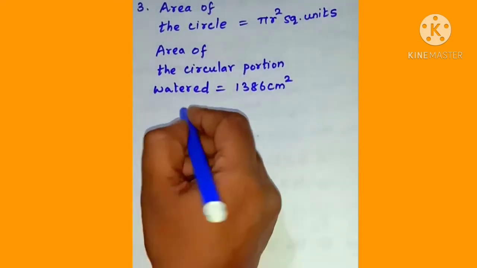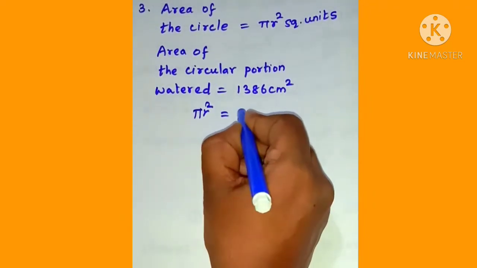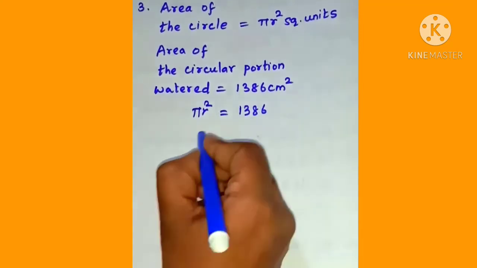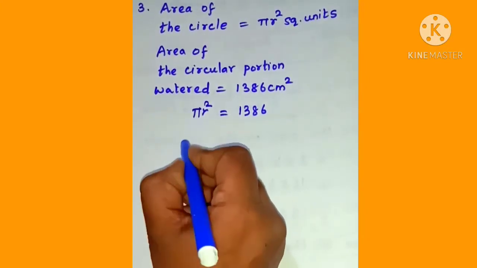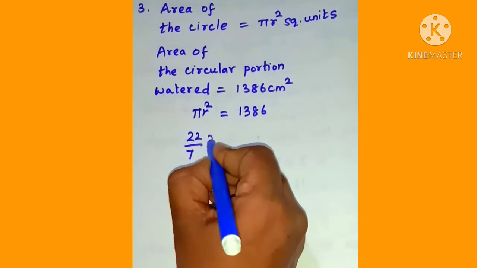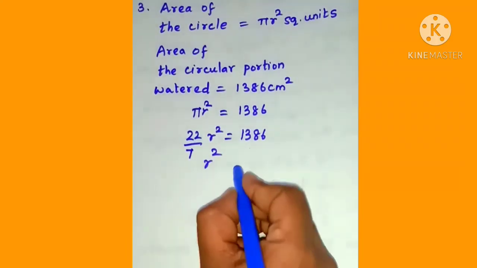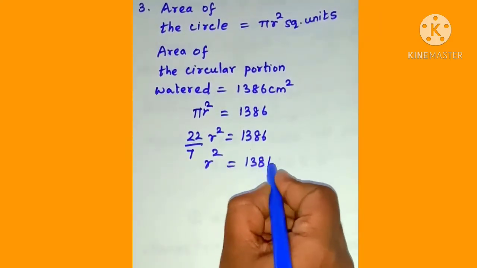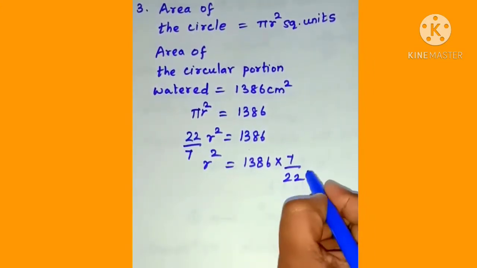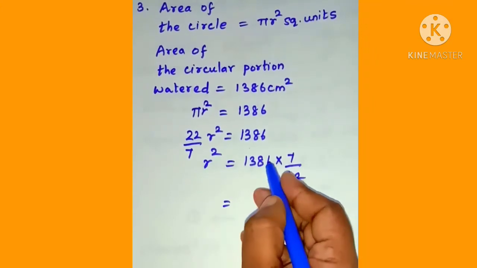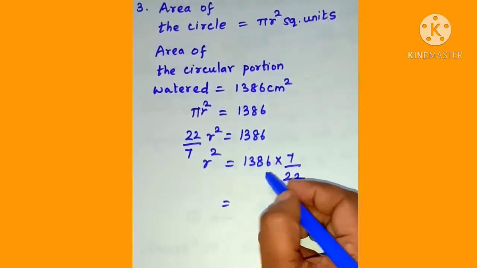And now students, let us equate these values. That is pi r square is equal to 1386. So here let us substitute pi value as 22 by 7. r square is equal to 1386, and when 22 by 7 comes to the other side, it becomes 7 by 22. Now students, let us cancel the numerator and denominator by the 2 table.